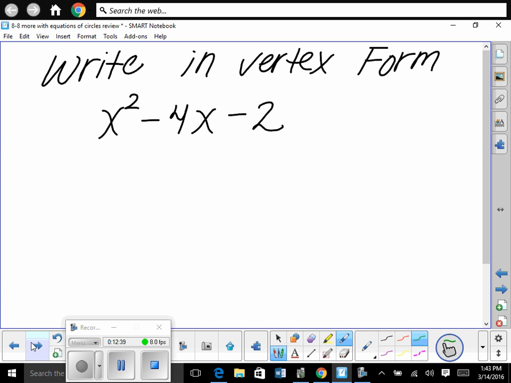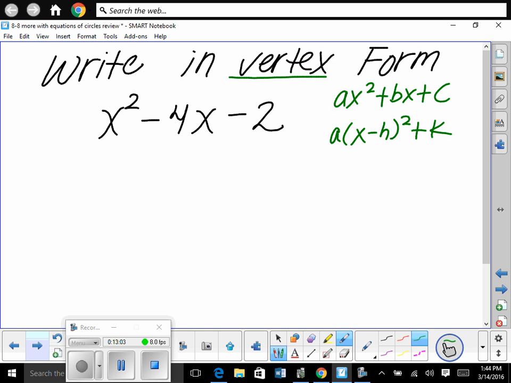Okay, write in vertex form. So this is in standard form. What if I said write in factored form? Wouldn't we just factor it? We wouldn't solve it, though. We'd be done at factoring, right? Does everybody understand that? But it's asking us to write in vertex form. Well, this is in standard form. Standard form of a quadratic is ax squared plus bx plus c. Vertex form of a quadratic is a times x minus h squared plus k.